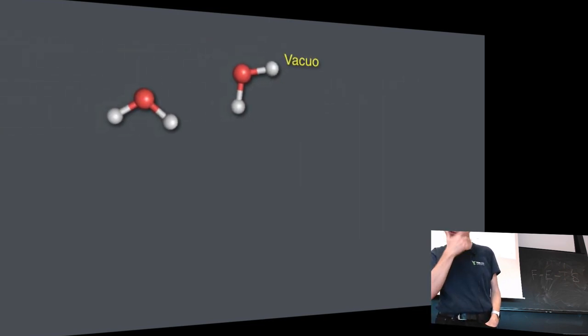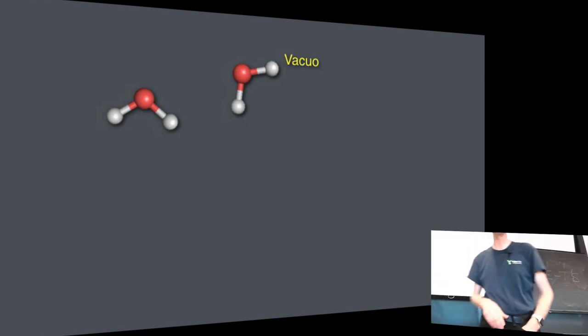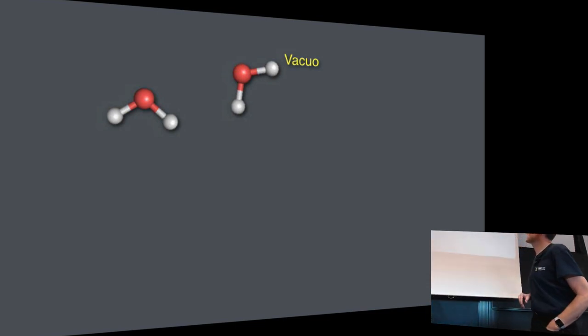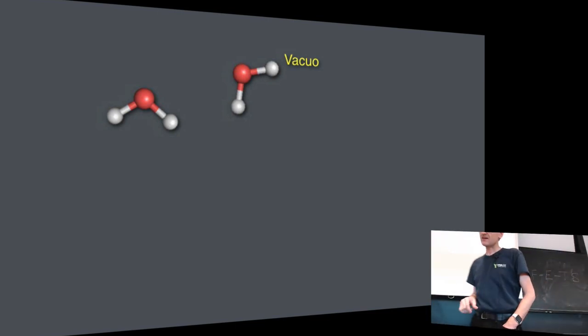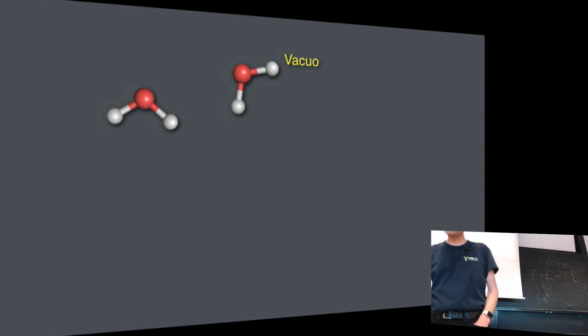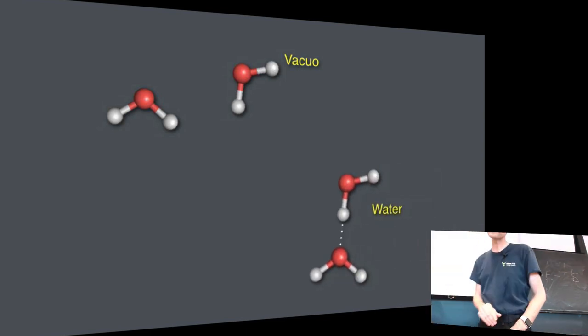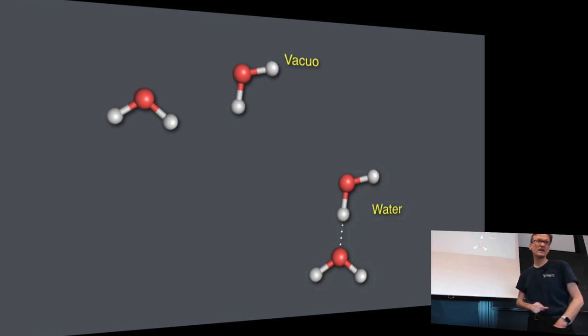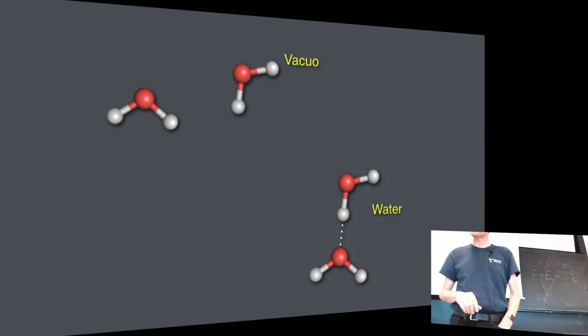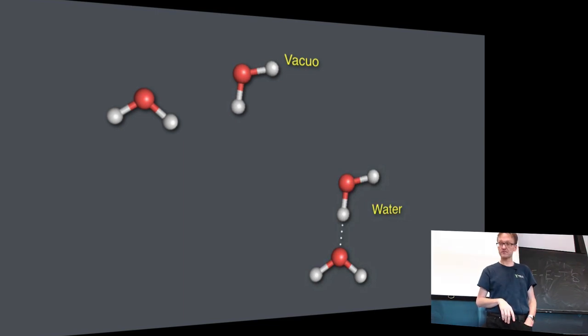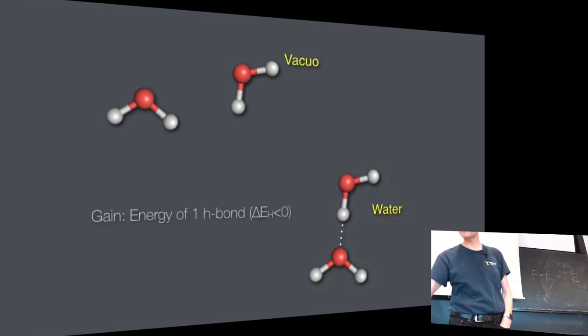Let's try to do something slightly more concrete and look at hydrogen bonds. So we have two water molecules in vacuo. They're apart and don't have any hydrogen bonds, and then they find each other in water and make one hydrogen bond. Let's look at that very simple process. You will gain and you will lose some things here. You will gain the energy of one hydrogen bond.